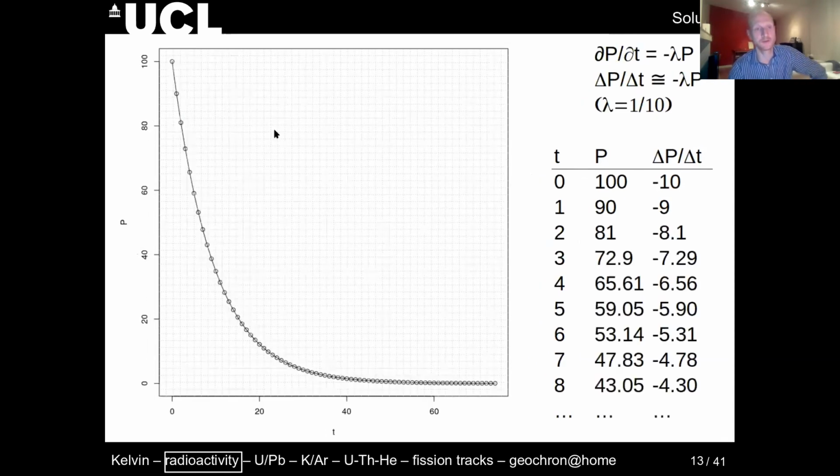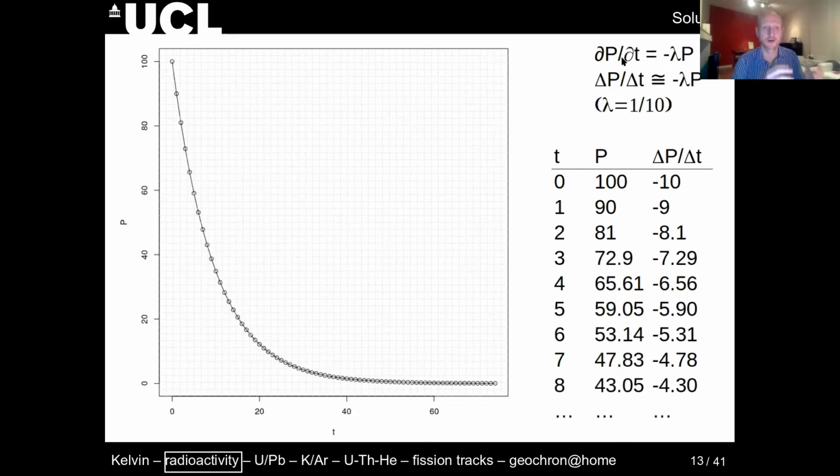So if we continue this process, you can see that we create this exponential decay function. We start off with 100 and we are losing parent with time. But as we are losing parent, the rate at which we are losing it is also decreasing. So we are asymptotically approaching 0, but we're never actually getting there. So this exponential curve that you can see here is the solution to this differential equation.